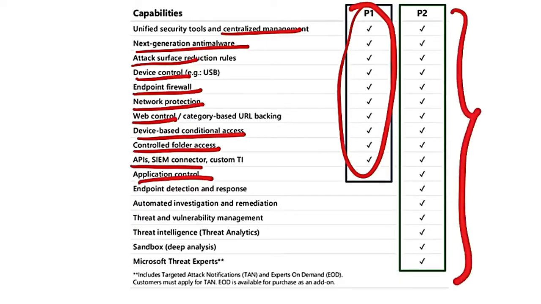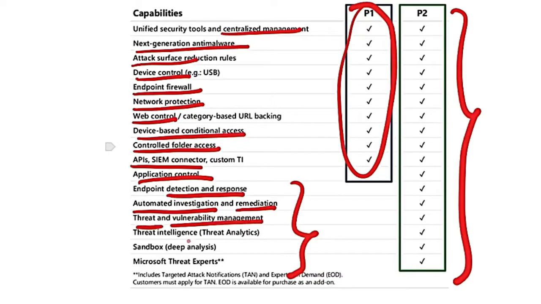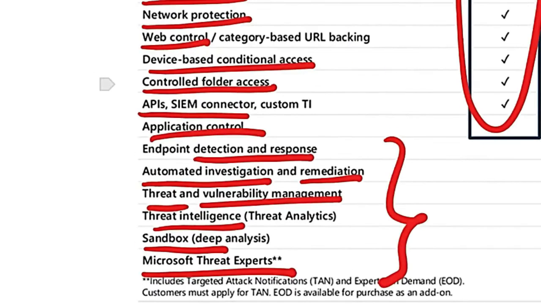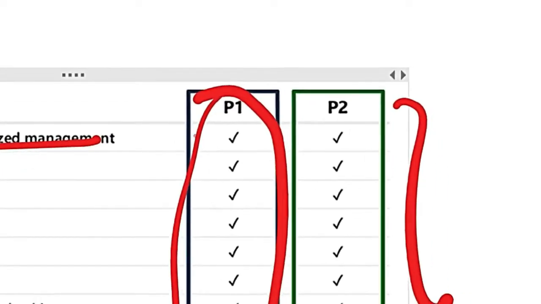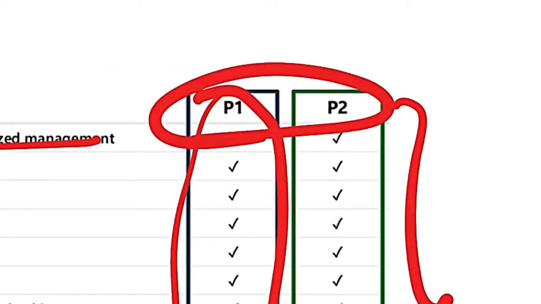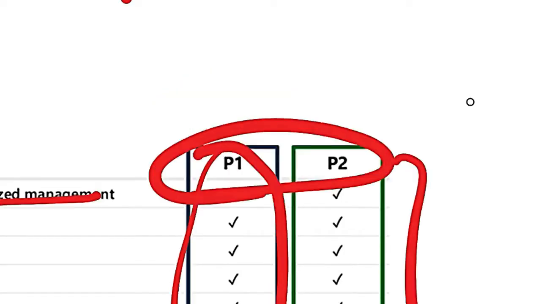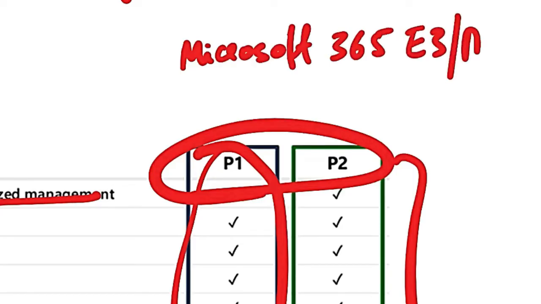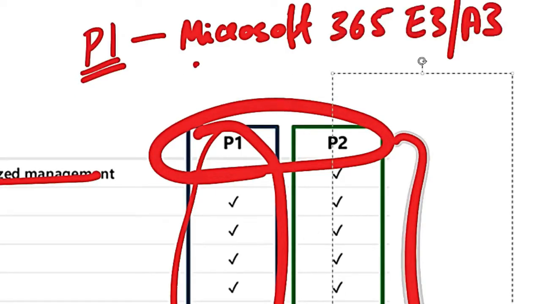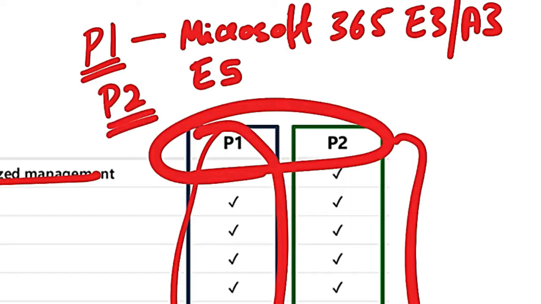P2 is the bigger form, which includes P1 as well as these. That is, you get endpoint detection and response, automated investigation and remediation, vulnerability and threat management, threat intelligence, sandboxing, and access to Microsoft threat experts. So P1, P2 licensing is one way of getting Defender for Endpoint. But for customers who already have Microsoft 365 E3 or A3 license, then P1 is included in this. And for customers with E5 license, P2 is included in E5.